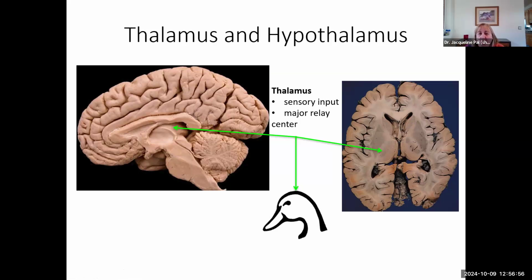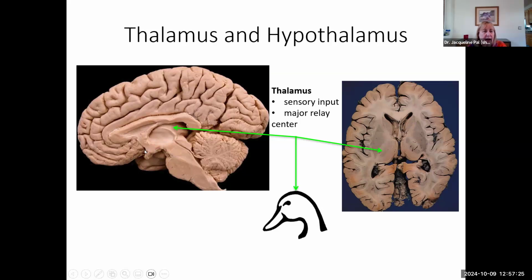This is a major relay center. Almost all of our special senses are going to have neurons which are going to go to the thalamus and synapse here. How do we know they're going to synapse here? Because this is gray matter, which means there are cell bodies here. So this is an area of major sensory input.